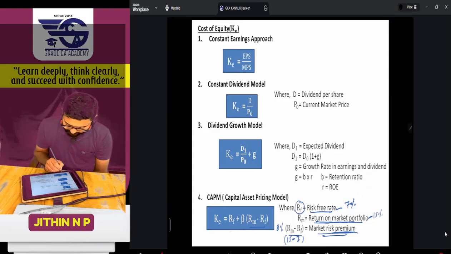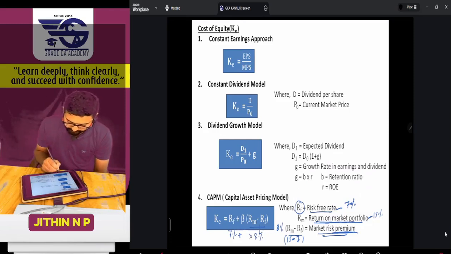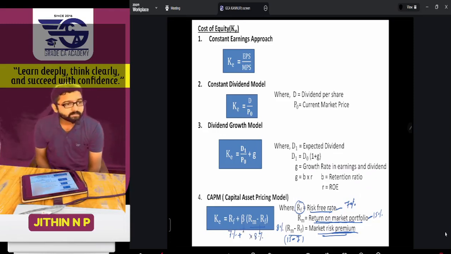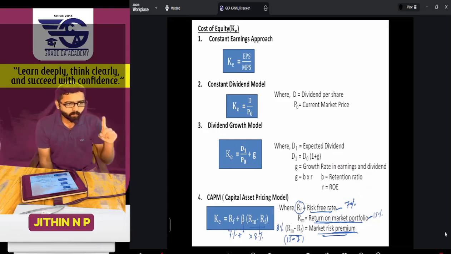RF is 7% plus RM minus RF, which is 8%. Clear? Then what is beta? Each industry's beta will be 1. Industry beta will be 1.